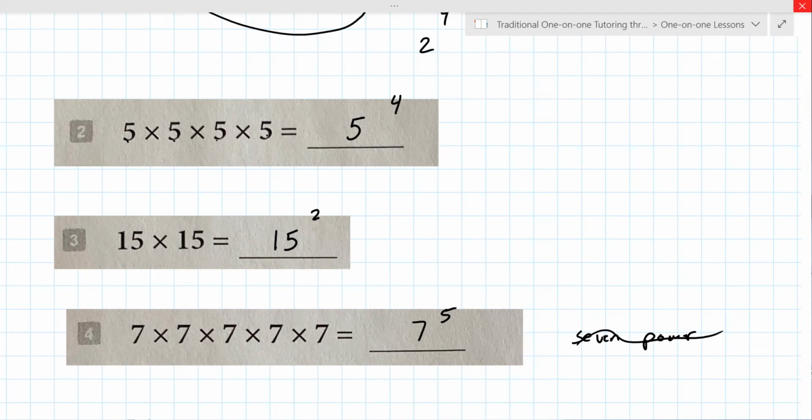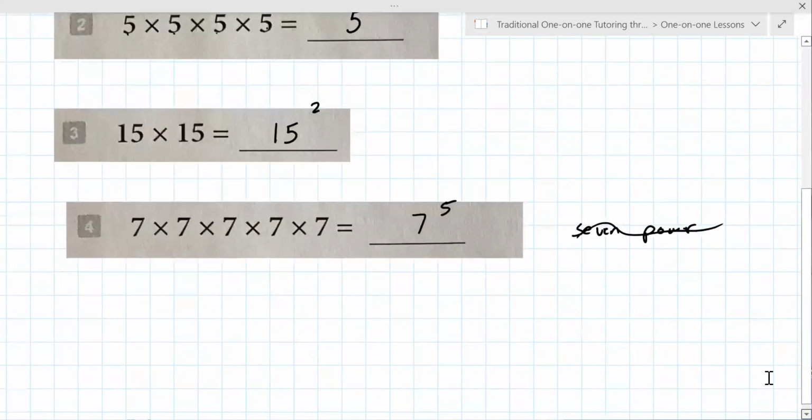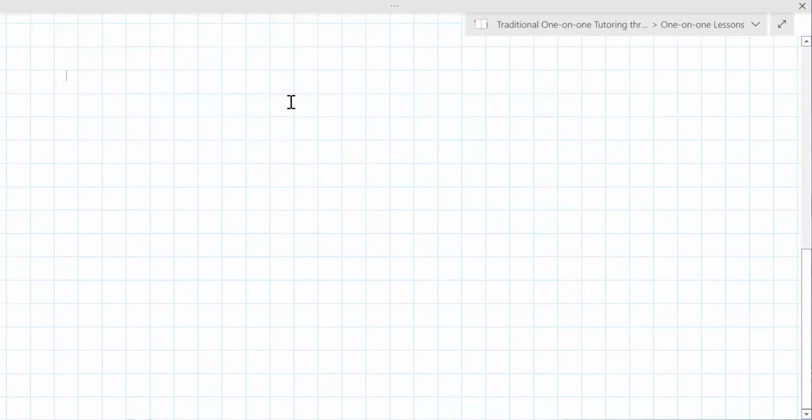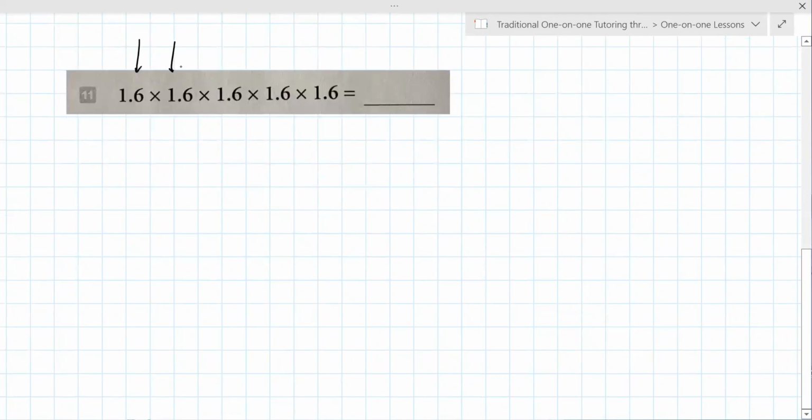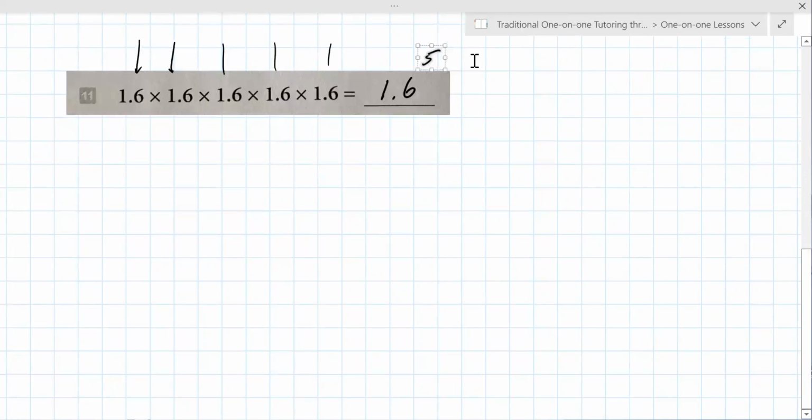So I don't know. Let's jump down to 11. Okay. 11's the first one that maybe could be perceived as being different. Yeah, decimals. It's actually not any different though. You do the same thing. You count the number of numbers. So there's 5 of them. That's your exponent, and your base is 1.6 to the power of 5. So it's really no different. Just literally counting and then rewriting the base. The base is always the number that you're seeing.